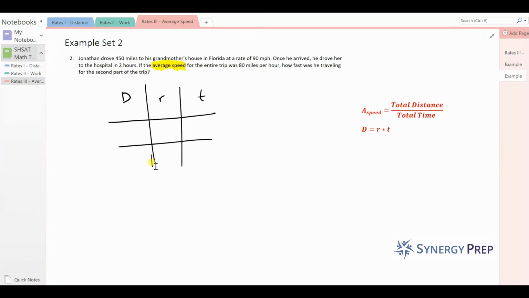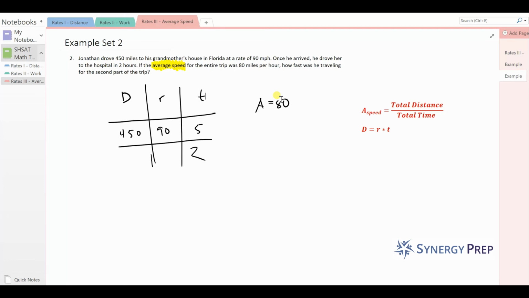So Jonathan drove 450 miles to his grandmother's house in Florida at a rate of 90 miles per hour. So I'm just going to fill this in and say that this is going to be 5, right? Let's just do this over time. Once he arrived, he drove her to the hospital in 2 hours. So right here, we have 2 hours. If the average speed of the entire trip was 80 miles per hour, okay, so we're given the average, like I mentioned. How fast was he traveling for the second part of the trip?